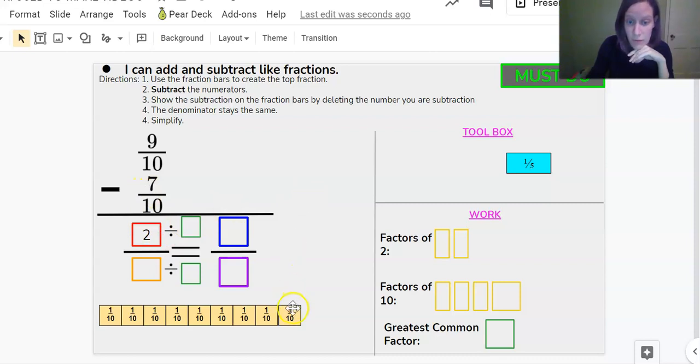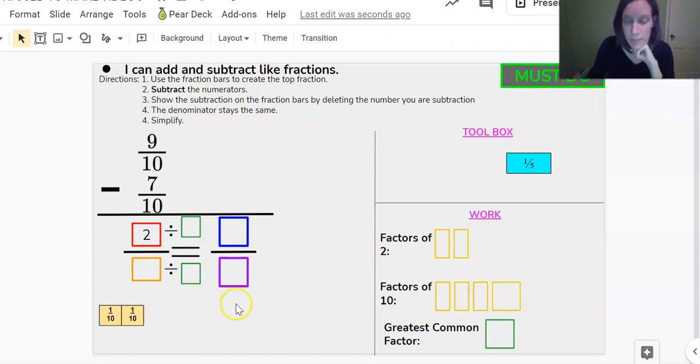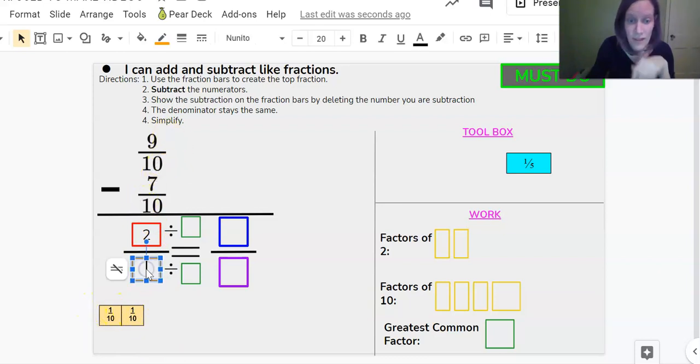9 minus 7 is 2. So 1, I'm using that control button again. 2, 3, 4, 5, 6, 7. And then I'm just clicking delete on my keyboard. And I have 2 tenths left, which is what I want. 9 minus 7 is 2. I have 1, 2 tenths. The denominator stays the same.